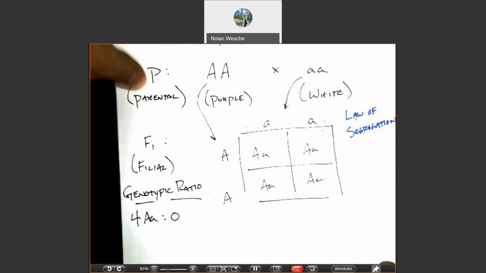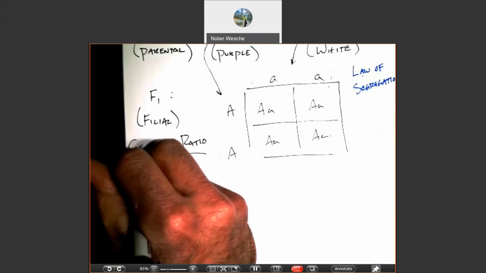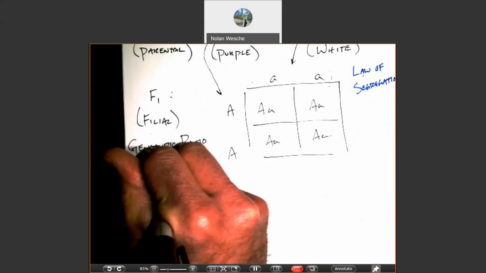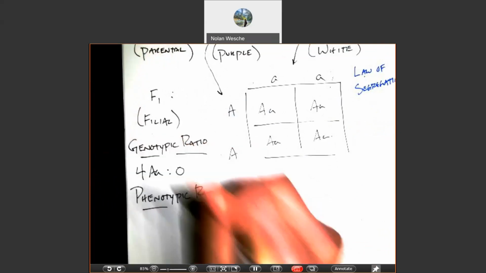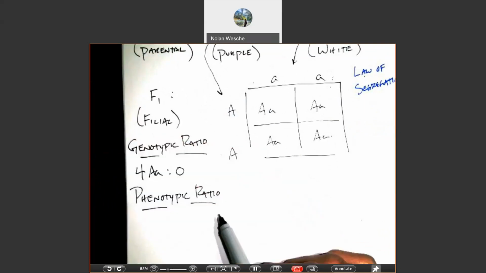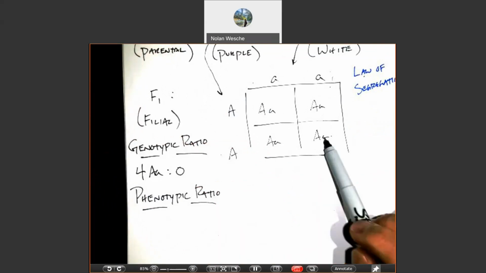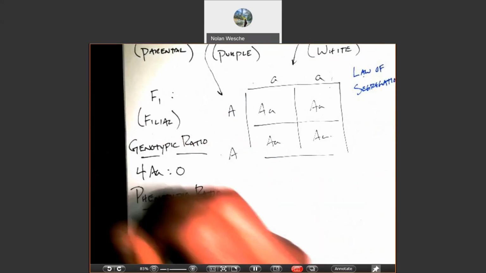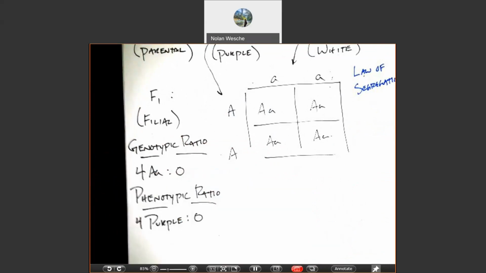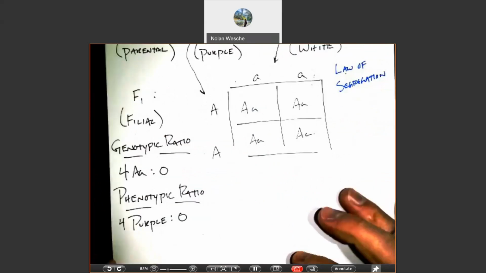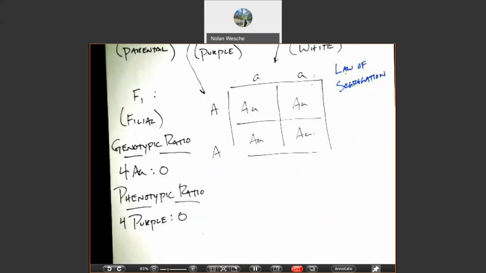And then we also have something called a phenotypic ratio. So phenotypic ratio is a ratio of what they look like. So purple, purple, purple, purple, because they all have the dominant allele. So we have 4 purple and 0 anything else. So this is what Mendel started to see over and over and over again with all of those various characteristics. A 4-to-0 ratio, they would all be that dominant version of the phenotype. And you can figure out which traits were then dominant.